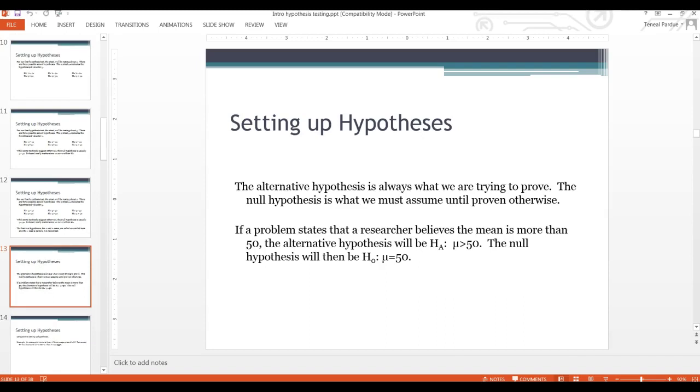So, like I said previously, the alternative hypothesis is always what we're looking to prove, and the null hypothesis is what we have to assume until we've proven otherwise. For example, if the problem says that a researcher believes the mean is more than 50, the alternative hypothesis is going to be mu greater than 50. That means the null hypothesis is going to be mu equals 50. So the hypothesized value is always going to be the same between H naught and HA.